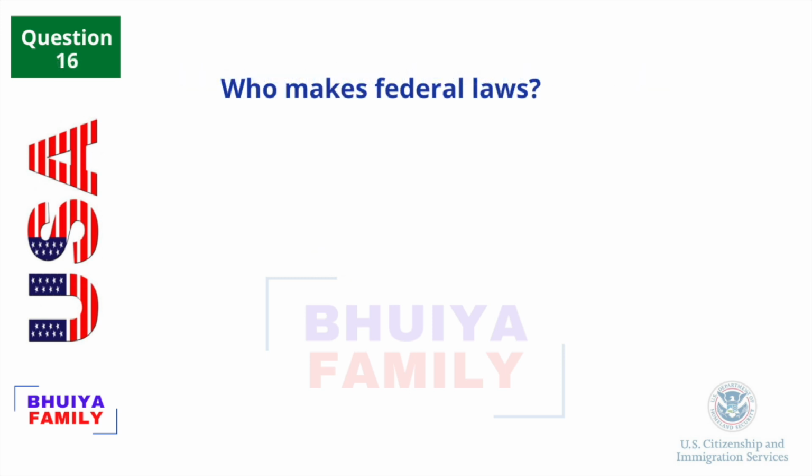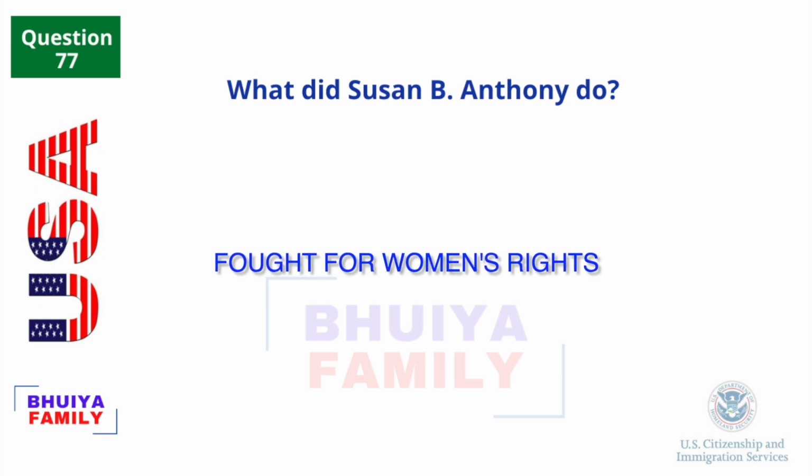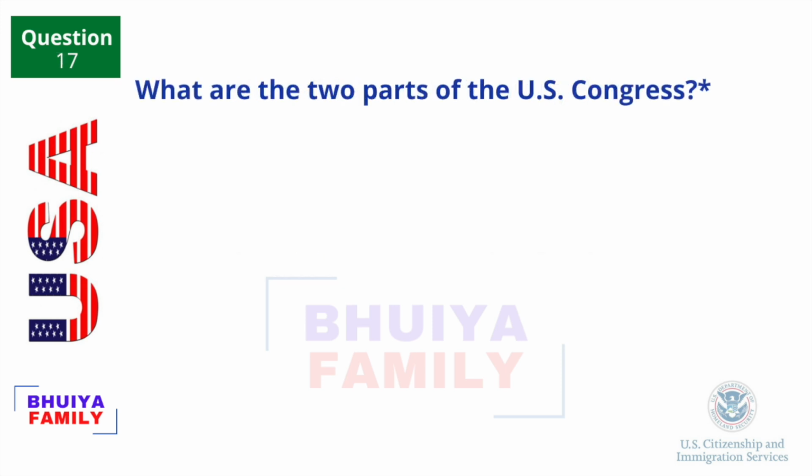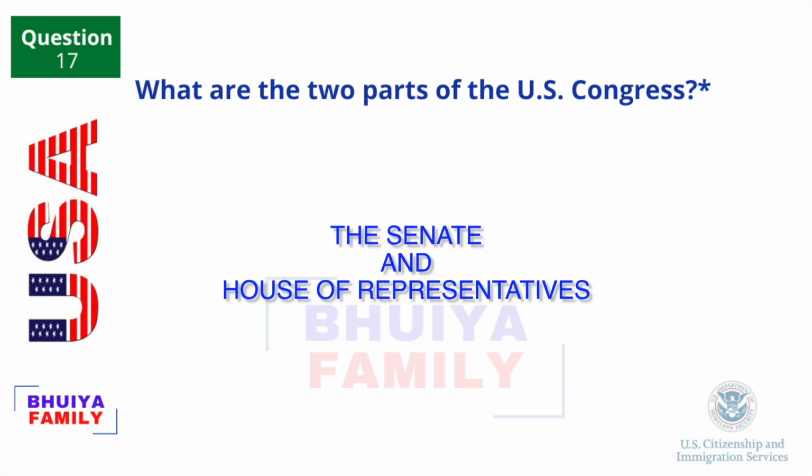Who makes federal laws? Congress. What did Susan B. Anthony do? Fought for women's rights. What are the two parts of the U.S. Congress? The Senate and House of Representatives.